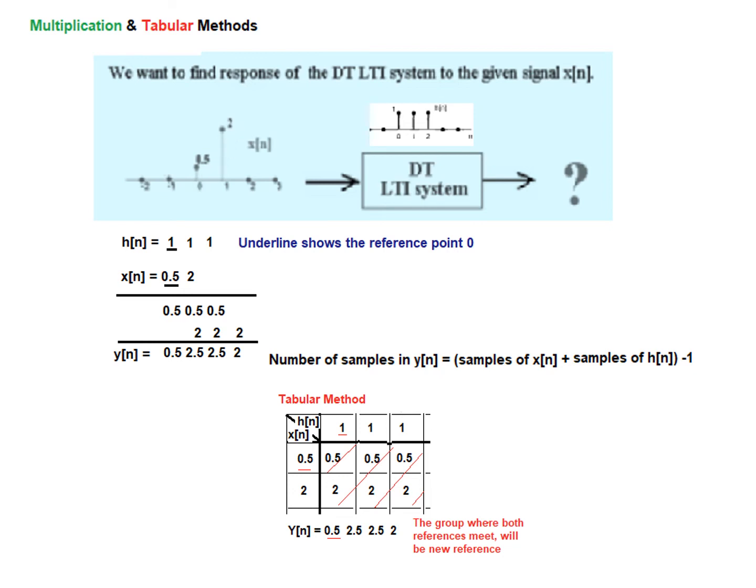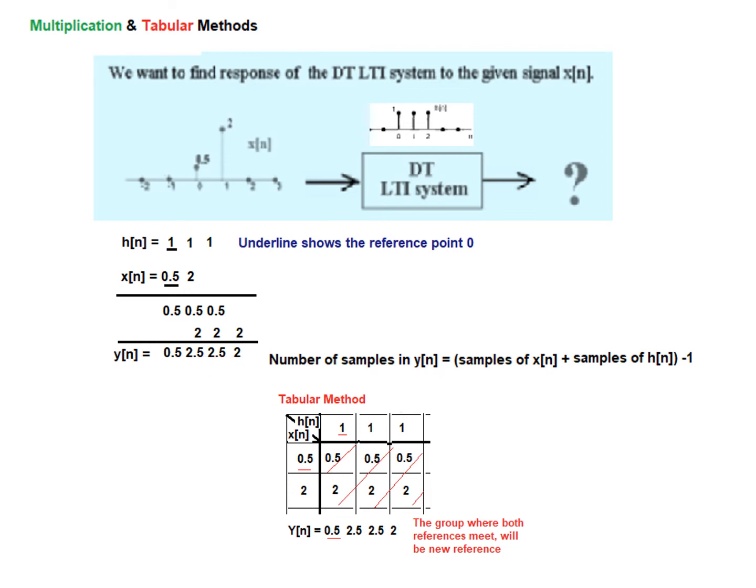Similarly, for the x[n] signal, it is 0.5 at the reference point, and then 2 at the next 2 points. So now, the only thing you have to keep in mind is that the underlined points, or the reference points, have to be aligned when you are multiplying. So we have aligned these two, and now simple multiplication: 0.5 into 1, 0.5 into 1, 0.5 into 1, and then the position is the leftmost position you have to write, and then 2, 2, 2, then again 2, and again 2, and simple addition will give you the answer that we got.